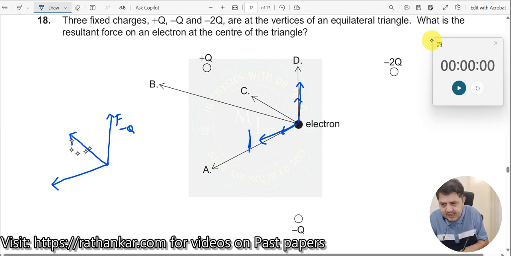See, the resultant vector will always be larger than either of these two. Definitely, this is this much length, this is lesser than this length, and this is much longer, this is also much lesser than this. So C is definitely not the right answer. B is the right answer, because in addition to these two forces you have this also, so definitely it should be larger. So B is the right answer.